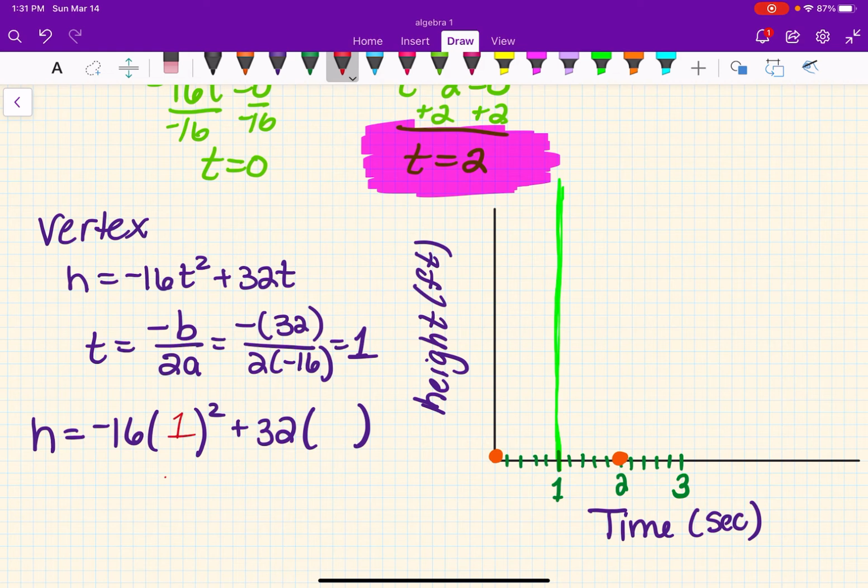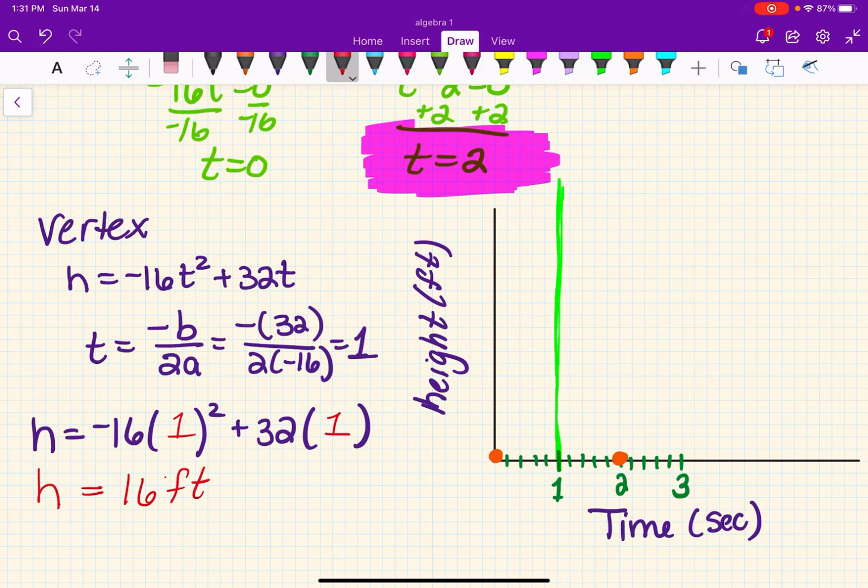Sorry, I don't know why I did that. And so you can just put this into your calculator. Make sure you use the parentheses, or you can do step by step using order of operations. Make sure you're using order of operations or you're not going to get this correct. And so now the height of this ball at 1 second is 16 feet. That's our vertex. That's the maximum height.